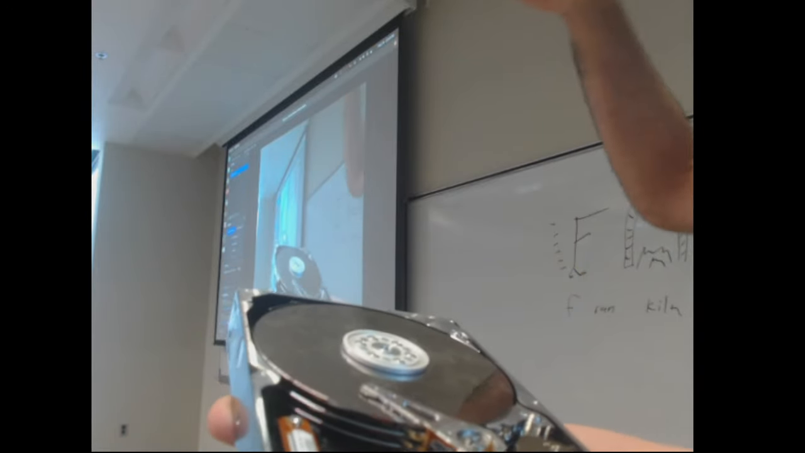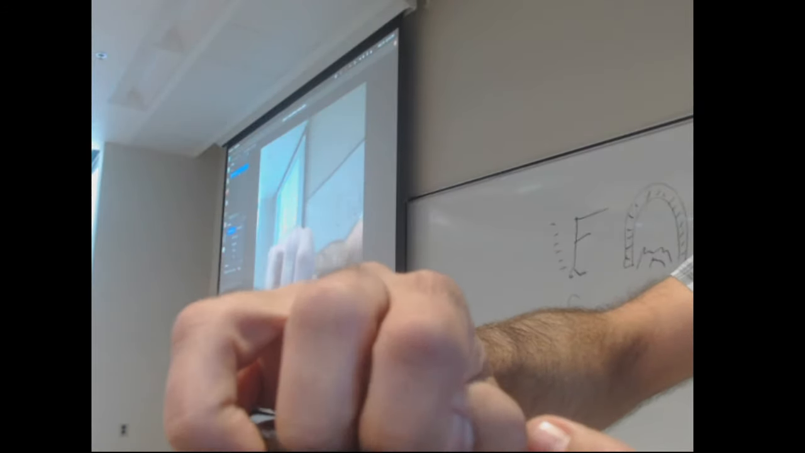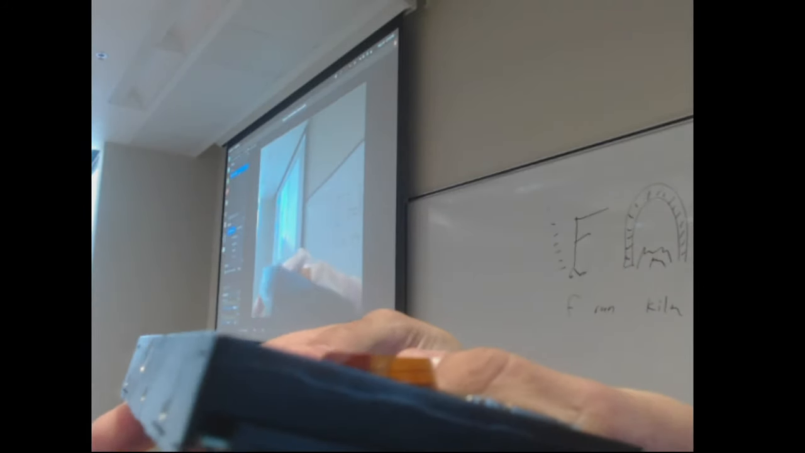Platters on the disk have up to two surfaces, the top and the bottom. So if I were to take these out of here, and I can't really bend them because they're really thick, there's two surfaces, the top and the bottom of each of these platters. So in this hard drive, there are three platters and there's two surfaces per platter. So six surfaces in total.